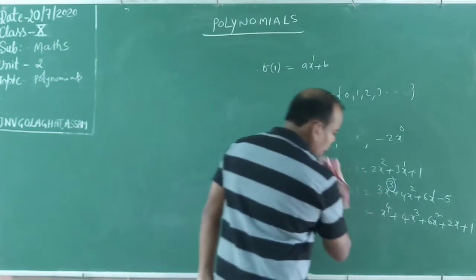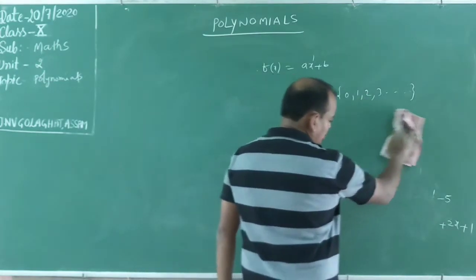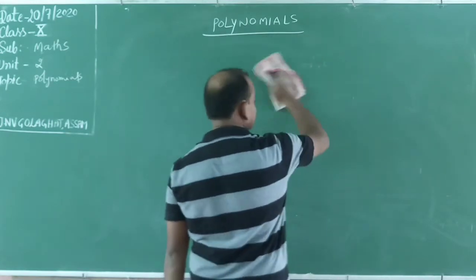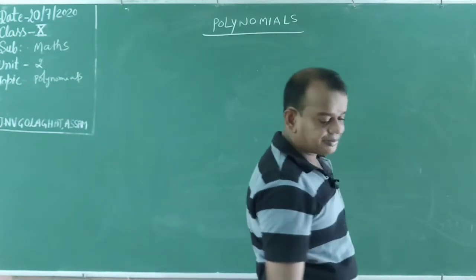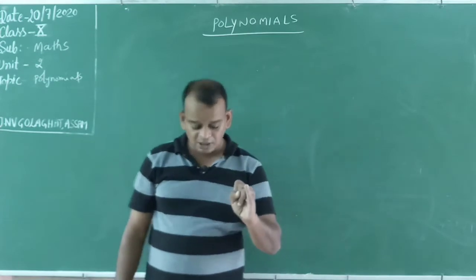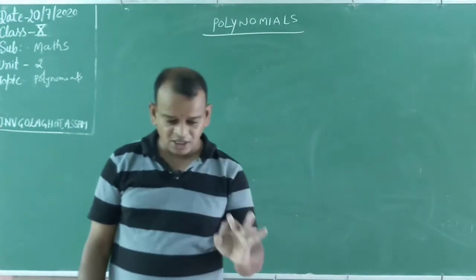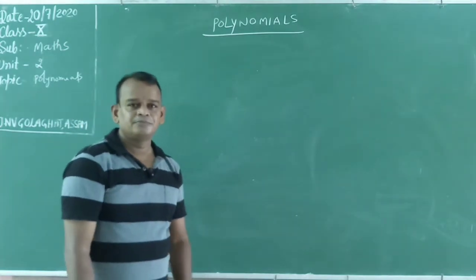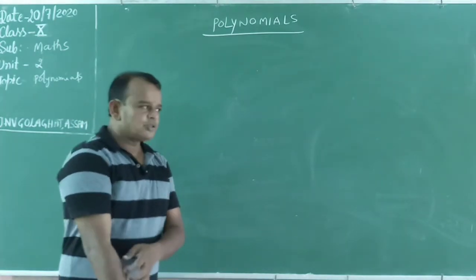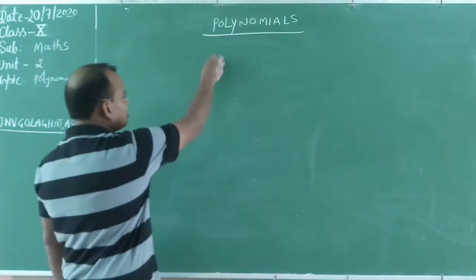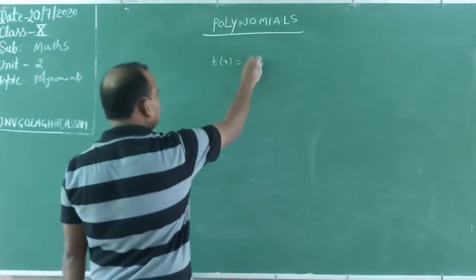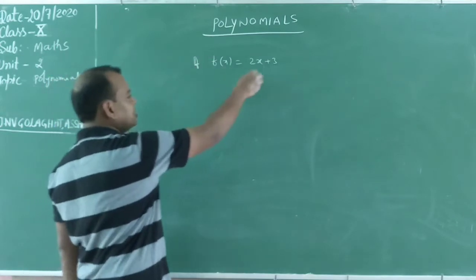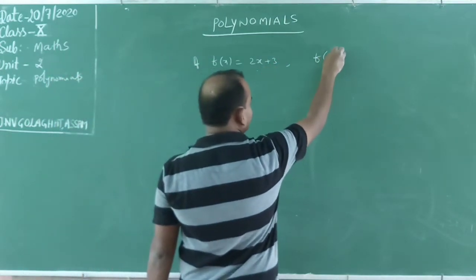Now, just now we have discussed the types of polynomials. Not 4, 5 types: constant polynomial, linear, quadratic, cubic, biquadratic. For suppose we take the linear polynomial. For suppose f of x is equal to 2x plus 3. Then find f of 2.